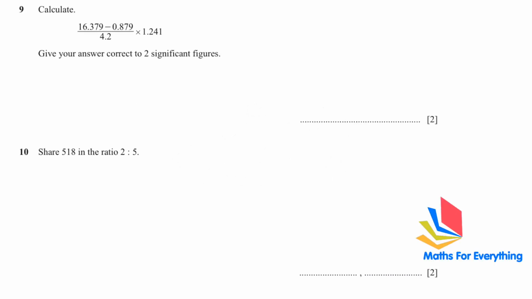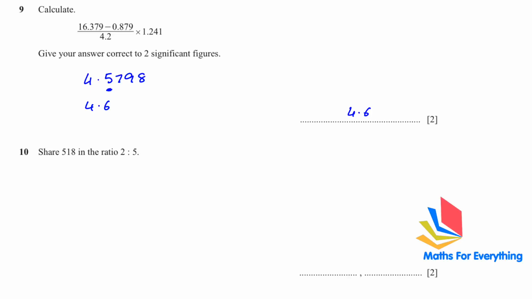Question number 9. Calculate. So we just have to put this whole thing in the calculator and get the answer and round it to two significant figures. This is what we'll get. Two significant figures means the first and the second number, so it will be 4.6.